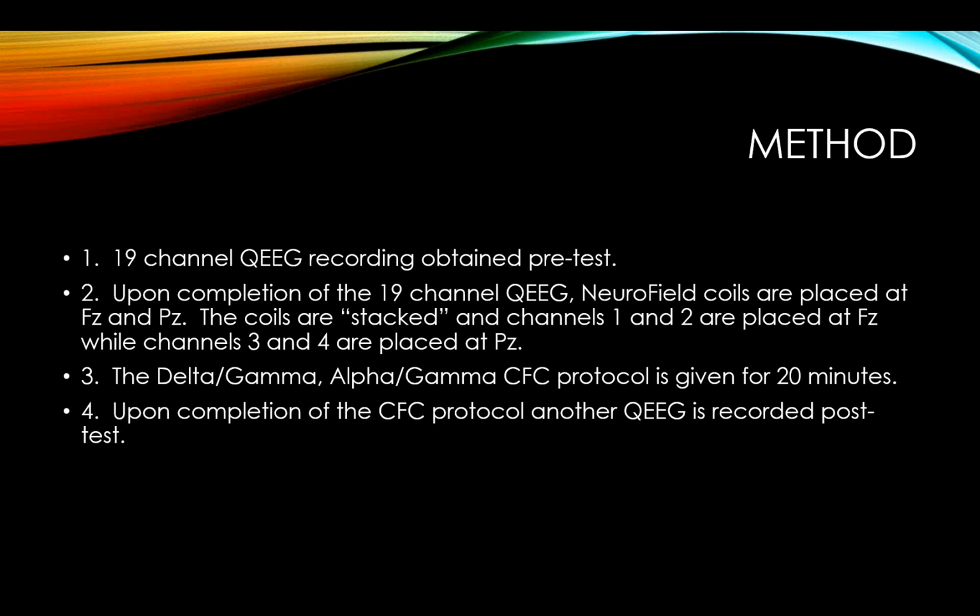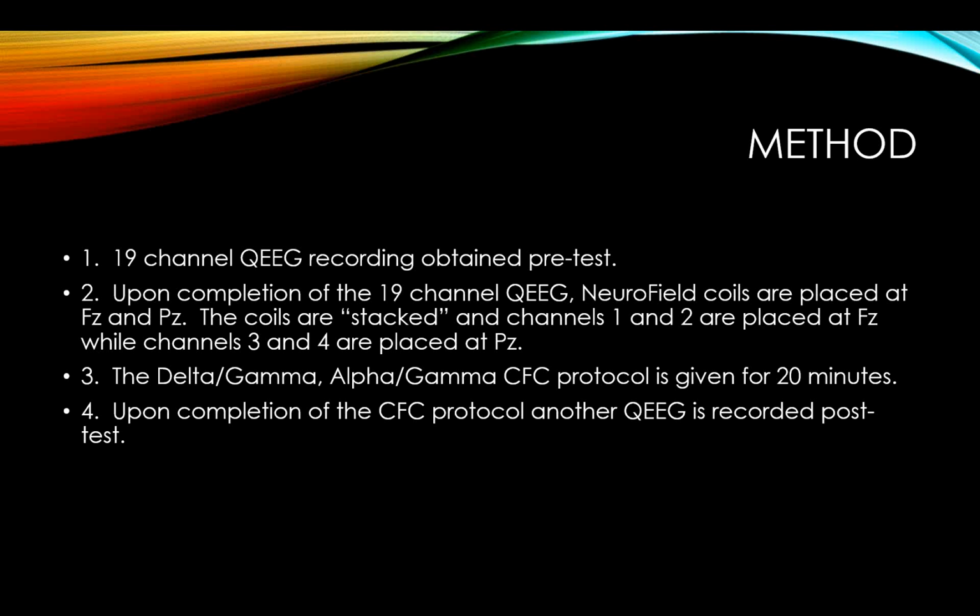Put a QEEG cap on a person, get eyes open, eyes closed EEG acquisition. Then leaving the cap on the head, we put the NeuroField coils over FZ and PZ. Now the coils are stacked upon each other. So channels 1 and 2 are literally stacked upon each other and then put at FZ. Channels 3 and 4 are stacked upon each other and put at PZ.